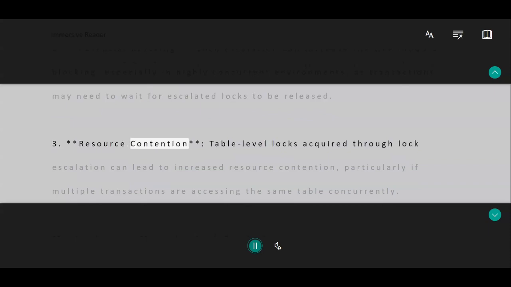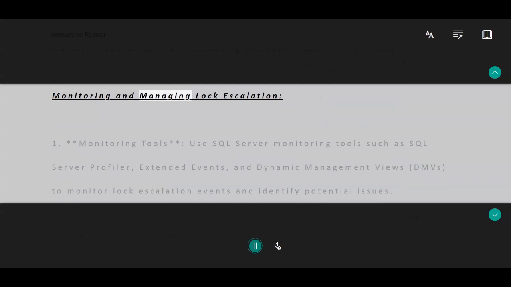3. Resource contention. Table-level locks acquired through lock escalation can lead to increased resource contention, particularly if multiple transactions are accessing the same table concurrently. Monitoring and managing lock escalation. 1. Monitoring tools. Use SQL Server monitoring tools such as SQL Server Profiler, Extended Events, and Dynamic Management Views, DMVs, to monitor lock escalation events and identify potential issues.